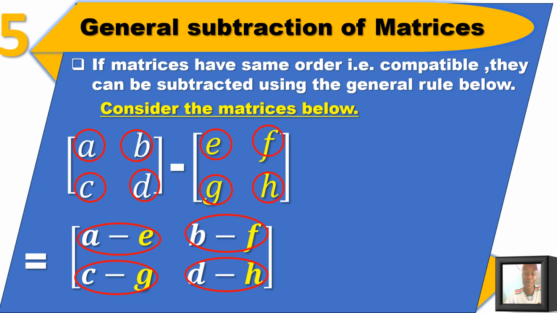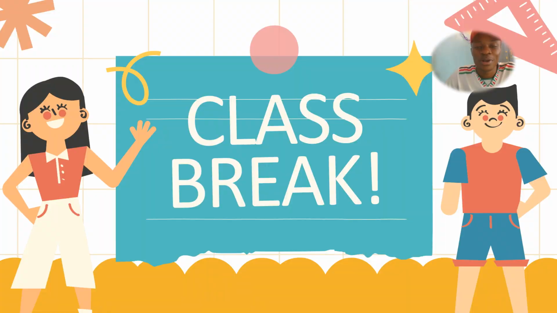Have you noticed something? If you are subtracting or adding matrices of a certain order, they are compatible. Say 2 by 2, all of them are compatible in that 2 by 2 matrix. Then you need to find an answer that has the same order. The answer must have the same order as the matrices that you are adding or subtracting. So that's what you need to know.